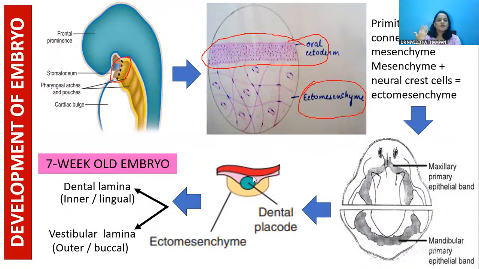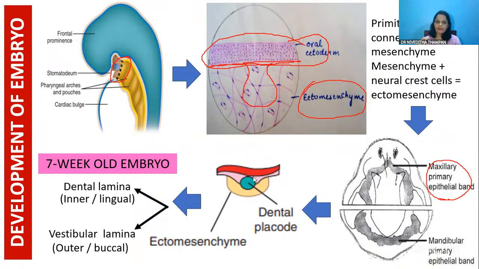Now what happens is, by around the 6th or 7th week, the basal cells of the oral ectoderm start proliferating and will form thickenings in the ectomesenchyme. Okay, it will form a horseshoe shaped thickening in the ectomesenchyme, which is called the primary epithelial band. This primary epithelial band will correspond to the future dental arches. It will be formed in the maxilla and mandible, and they correspond to the future dental arches.